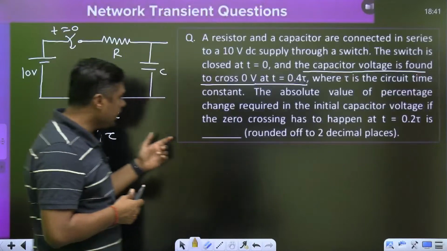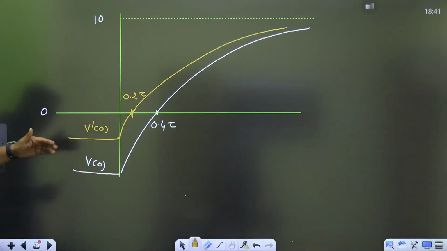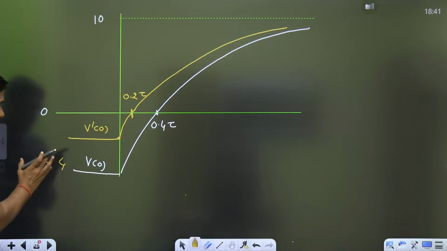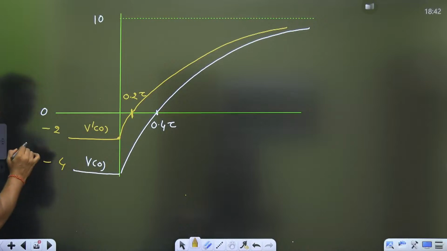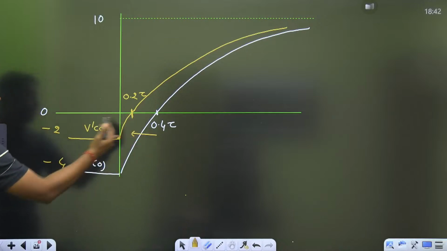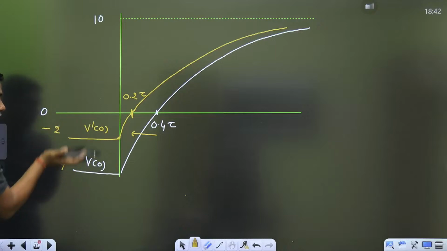From the diagram, we have to reduce the magnitude of that. For example, it is minus 4. I am just giving you an example, it is not exactly minus 4. If it is minus 4, we have to make it minus 2. Why? Because we want to reduce the 0 crossing time. So definitely we have to reduce the magnitude of the initial voltage.